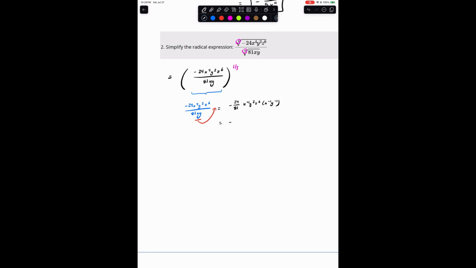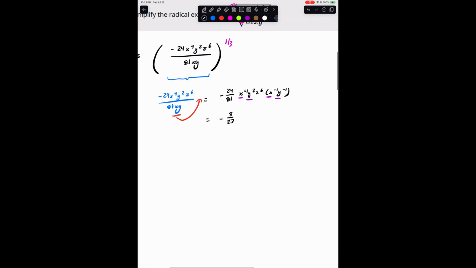The fraction, negative 24 over 81. Let's do negative 8 over 27. So dividing both top and bottom by 3, or multiplying top and bottom by 1/3, if you will. We can combine our like terms together.